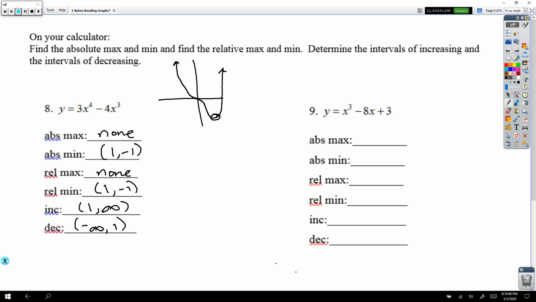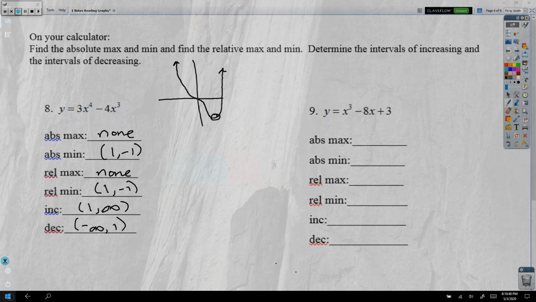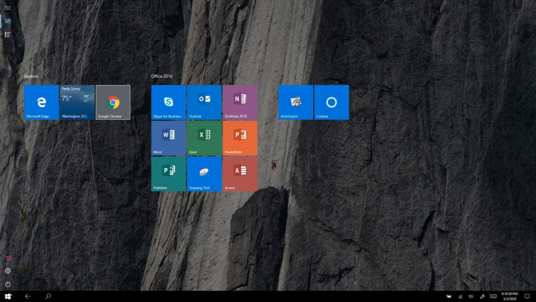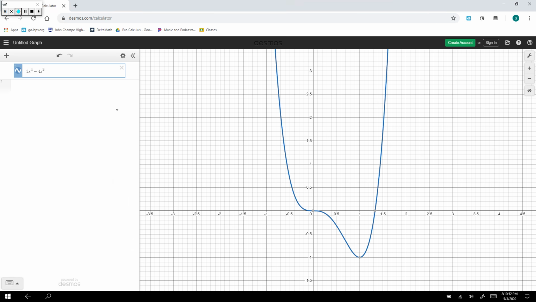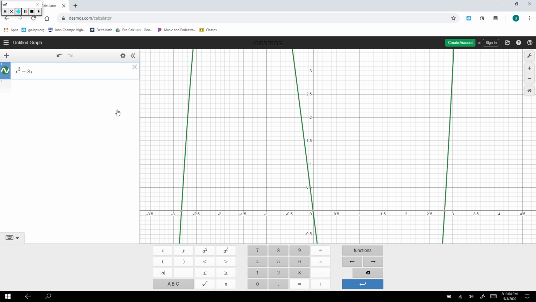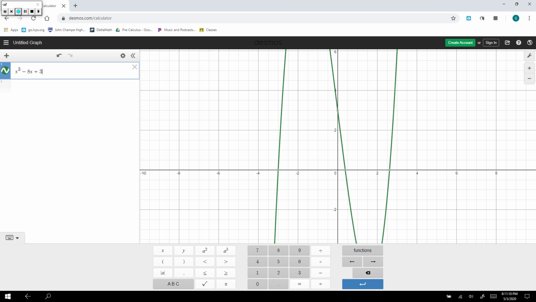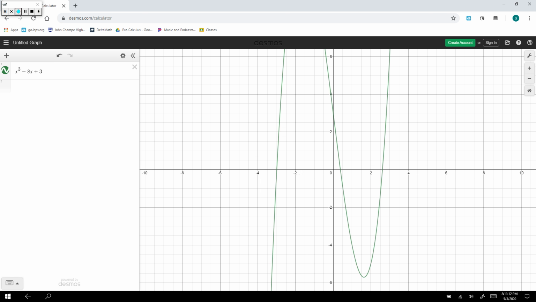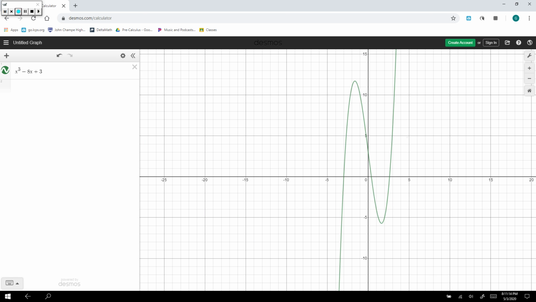Okay, so let's go back to Desmos. I'm going to erase that one. And now we're graphing x to the third minus 8x plus 3. Let's zoom that out a little bit so we can see better what's going on.